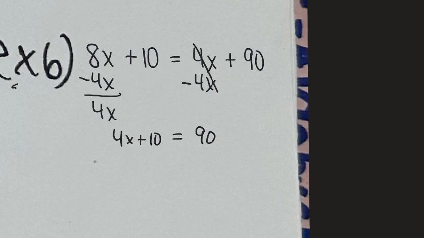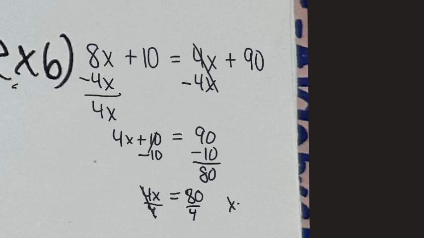What is my second song I'm going to sing? The second song is minus 10, minus 10. Cross out, what's my answer? I get 80. Rewrite the question: 4x equals 80. What is my final song I'm going to sing? The final song is divide by 4, divide by 4. Cross out, what's my answer? X equals 20.